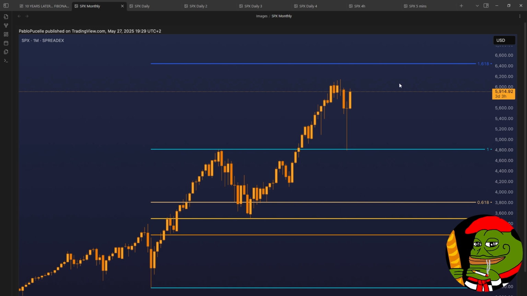If you want to have a normal Fibonacci, you have 0, 0.382, 0.5, 0.618, 1, then 1.618, then number 2, and then 2.618. That's the most common thing, you know.